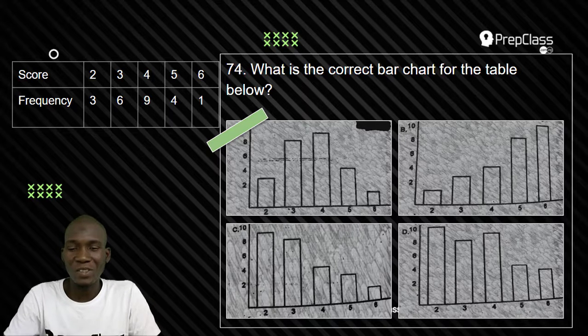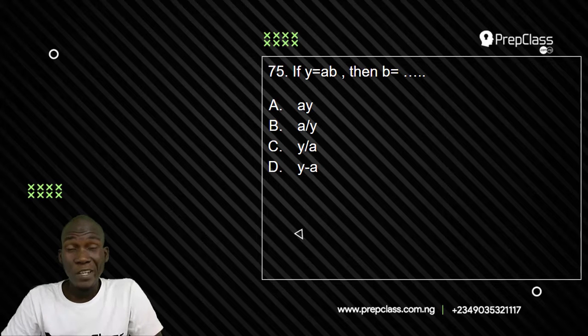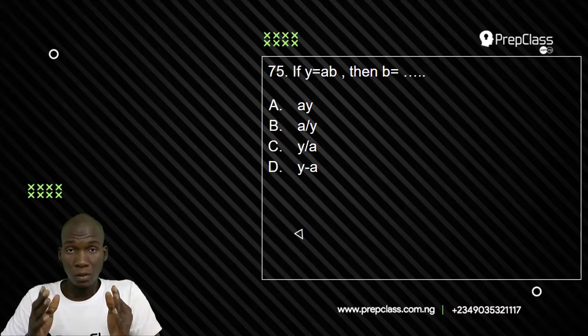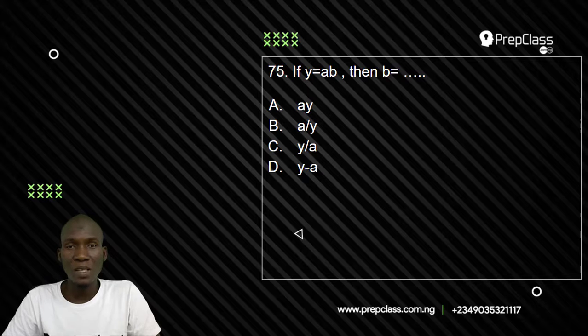So the last question for this video, question 75. If y equals ab, then b equals dash. A, y a. B, a over y. C, y over a. D, y minus a. Now this question wants us to make b the subject of the formula. So how do we solve?